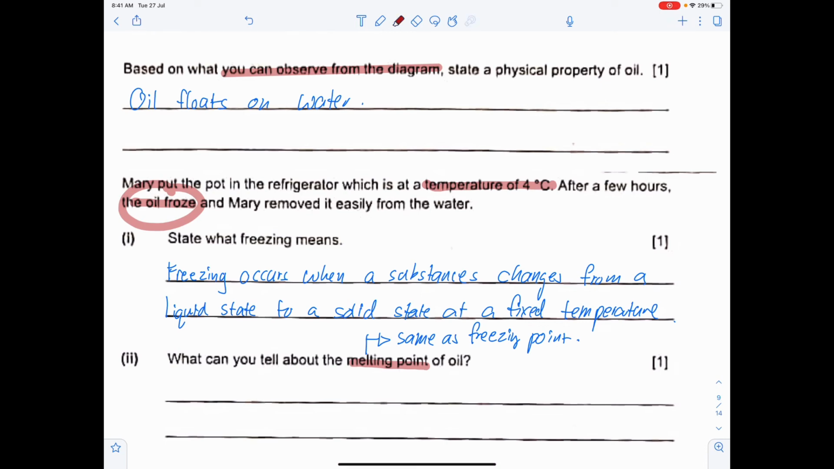Okay? So this is a much more relevant variable that you want to keep constant. Okay, moving on.